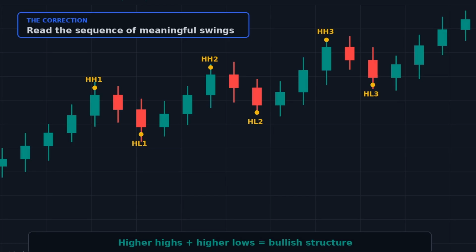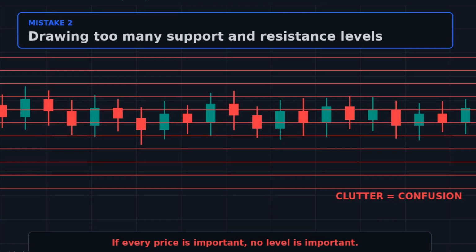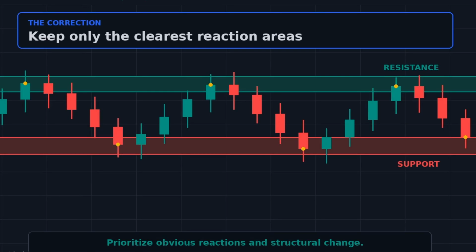Mistake number 2 is drawing too many levels. If every price is treated as support or resistance, no level is truly important. Keep the chart clean and concentrate on the areas that produced obvious reactions or structural changes.